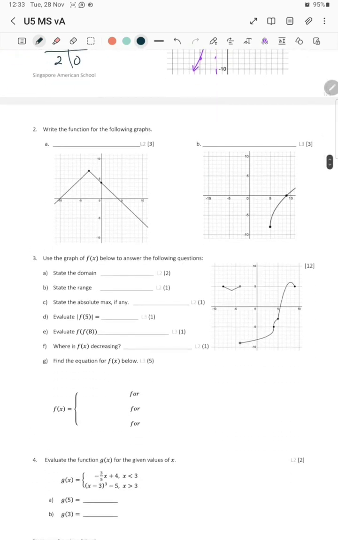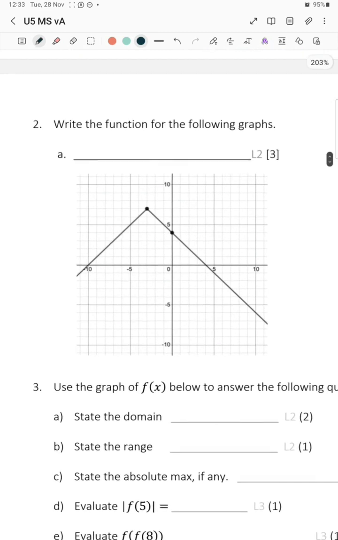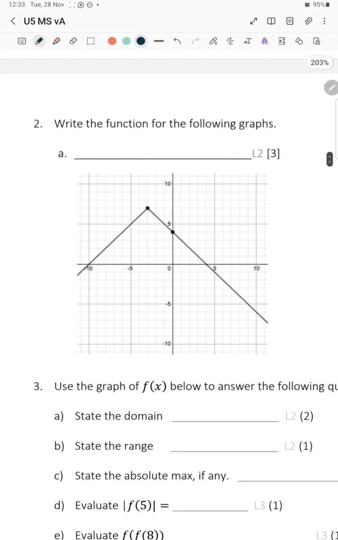Okay. Write the function for the following graphs. Now the graphs are given and we need to write the function. So very easy. First of all, let's see that this is an absolute value function. The point is -3 and 7, and this is in the opposite direction. So f of x is equal to negative of the absolute value of x plus 3, plus 7.